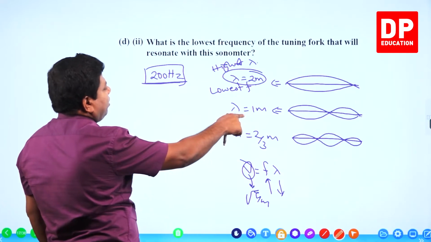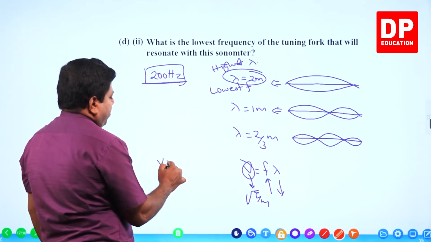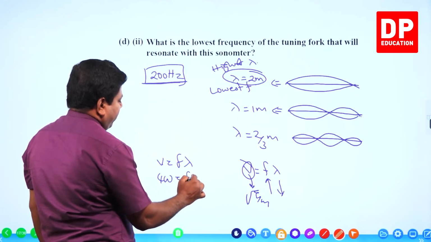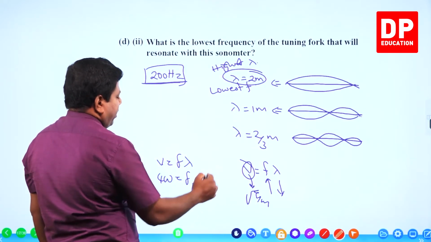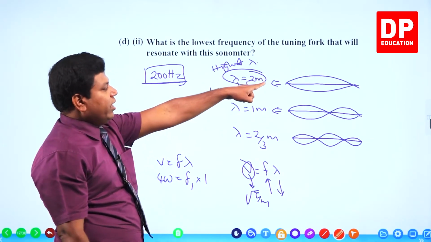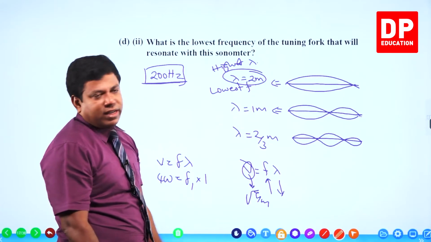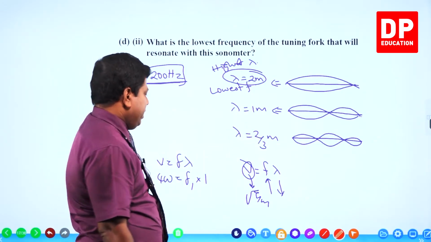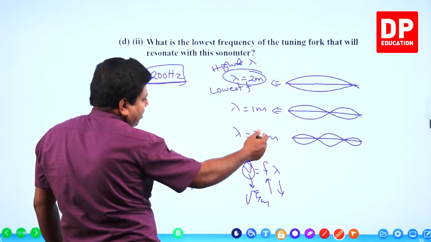When you go to the next one, V equals f lambda. V is 400. Now let's say f1. Now lambda is 1, right? So f1 is going to be 400 hertz. So here 200 hertz will resonate. Here 400 hertz will resonate. And here it will be again higher. It's going to be 600 hertz. It will be here.